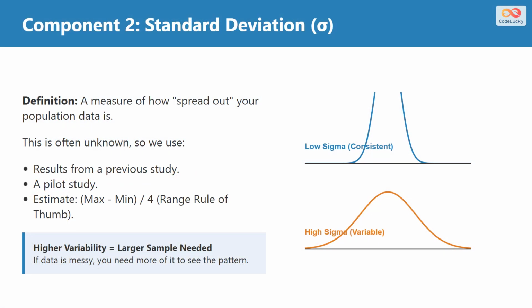Next is sigma, the population standard deviation. This measures how variable or spread out your data is. Since we haven't done the study yet, we often have to estimate this number using previous studies or a pilot test.